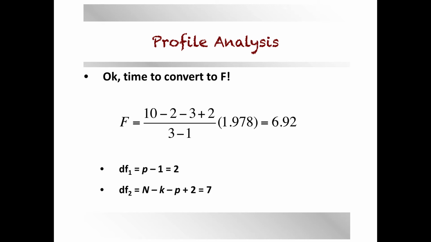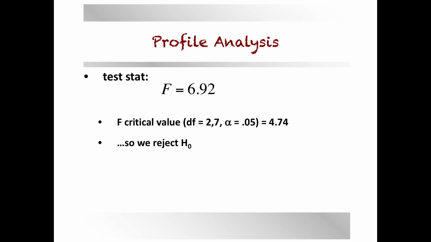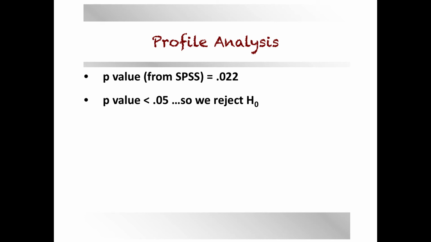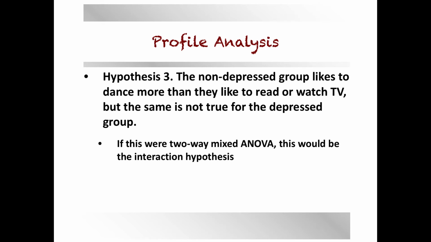The second value is this n minus k minus p plus 2, which comes out to be 7. Again, 10 is your total number of people for n. K is the number of groups for your IV, which is 2. All right, so this is your conversion here. Your F value, 6.92, is going to be greater than your critical value in this case. And so we're rejecting our null hypothesis. Again, we can see this 0.022 in our SPSS here at the end of the video. All right, all of that, and that was just our second hypothesis.